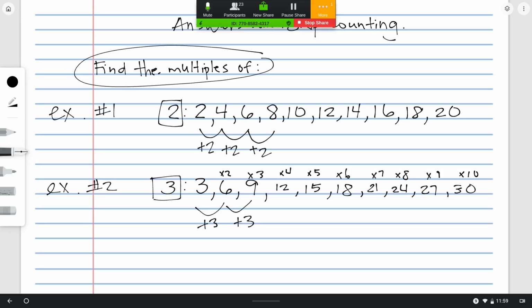So if I were to count by threes, I could say 3, 6, 9, 12, 15, 18, 21, 24, 27, and 30. You can either add 3 every single time or start with multiplying by 1, then by 2, then by 3, then by 4, then by 5, then by 6, 7, 8, 9, all the way up to 10. So there are so many different ways you could do this.